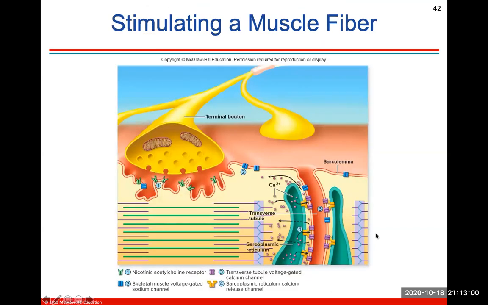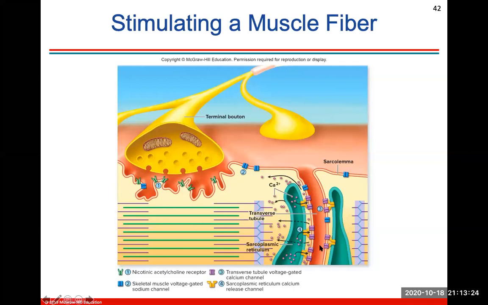So here's a great picture describing these steps and what happens. Here's the neuron sending out its neurotransmitter to stimulate the muscle. So acetylcholine binds to receptors at 1, and that causes an action potential to travel down the sarcolemma and eventually down the T tubules into the muscle fiber.